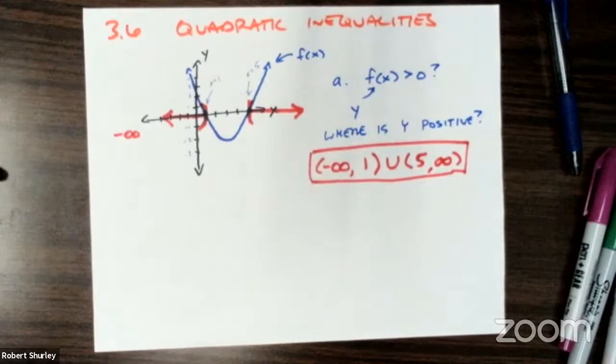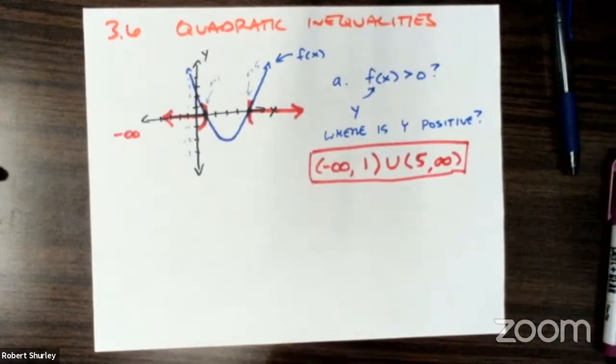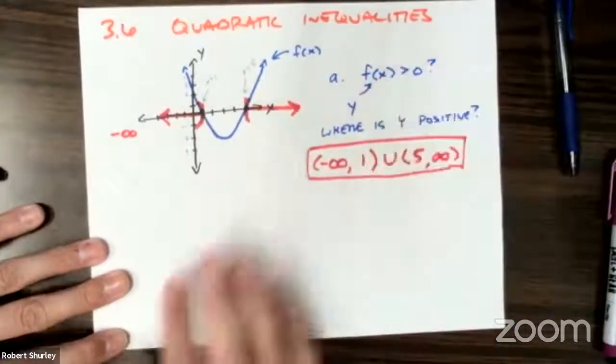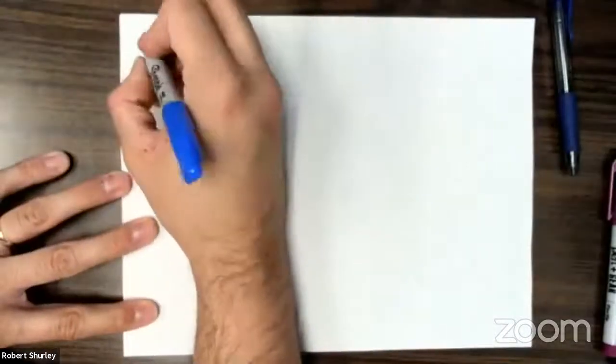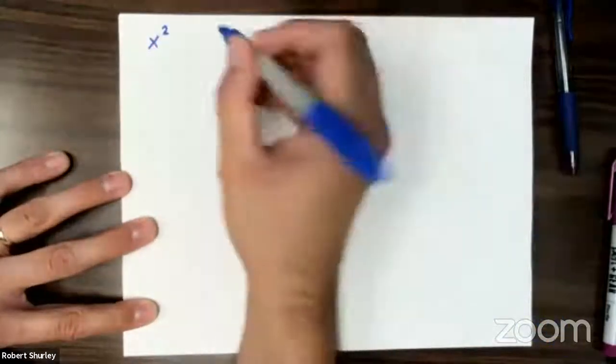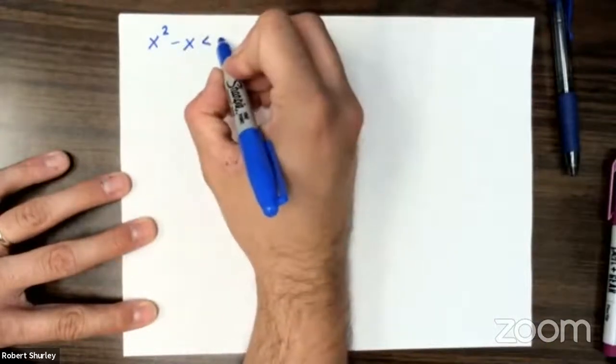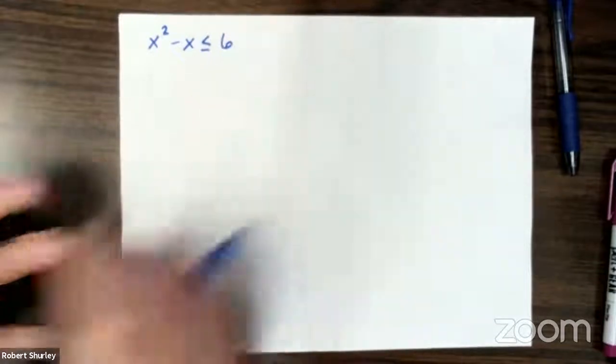Okay, so let's do another one, and really let's see how these are going to be written in the homework. And so instead of me giving you a graph, we're going to be given an equation, and we're going to be asked to graph it and then find it. Okay, so this is really how they're going to start. Okay, there we go. Let's say we've got x squared minus x is less than or equal to 6.